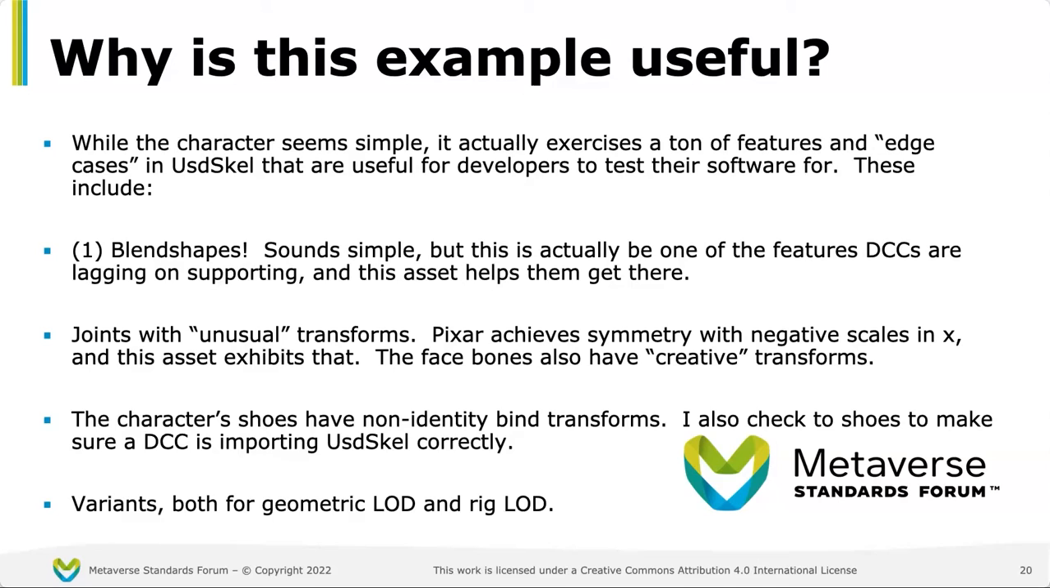Another thing is non-identity bind transforms. I've noticed not all software supports that. One of the first things I look at is when you import this character, check her shoes. If the shoes are not on her feet, you're not supporting bind transforms correctly. So that's another fun use case. And then, as I mentioned before, variants, because there's both rigging and geometry variants. This is a kind of a test case of other packages that want to support that kind of variation.